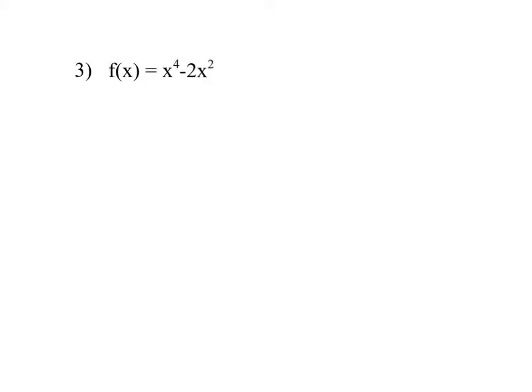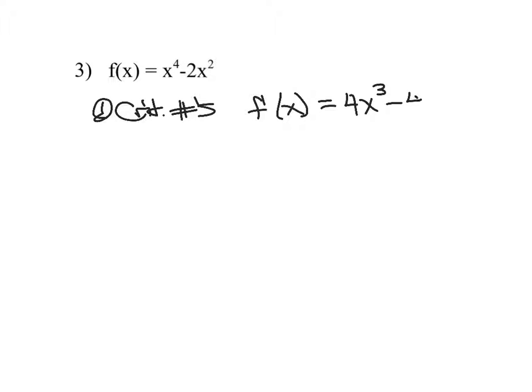Let's just take a look at one more example. So if I've got f of x is equal to x to the 4th minus 2x squared, I'm going to do step number 1, which is to find my critical numbers. So I want to say, take our derivative, f prime of x. Let's set it equal to 0, but first I have to find it. So that's going to be 4x cubed minus 4x. So set that equal to 0.